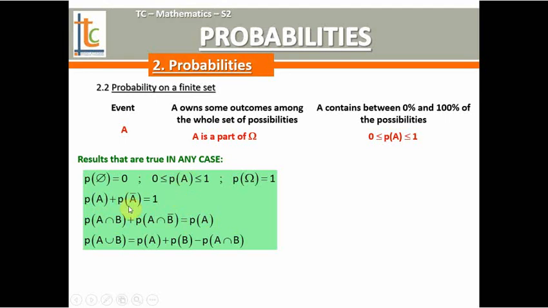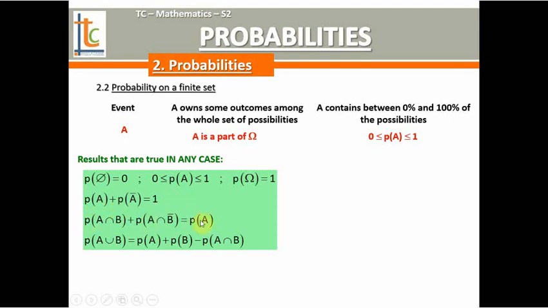A first formula asserts that P of A plus P of A bar equals 1. Yes, it can be considered as obvious, because if you have 30% chances that A occurs, then you have 70% chances that it doesn't. And of course, the sum is equal to 1.